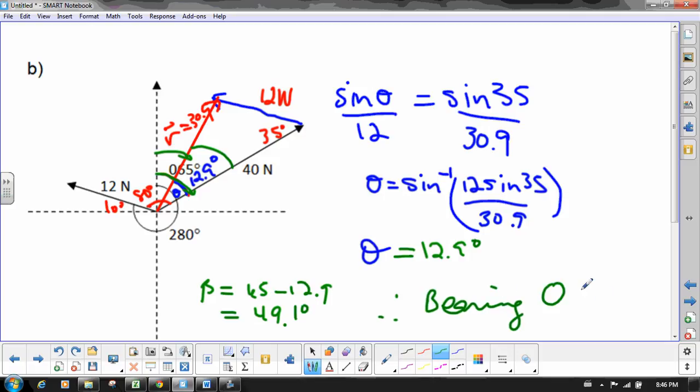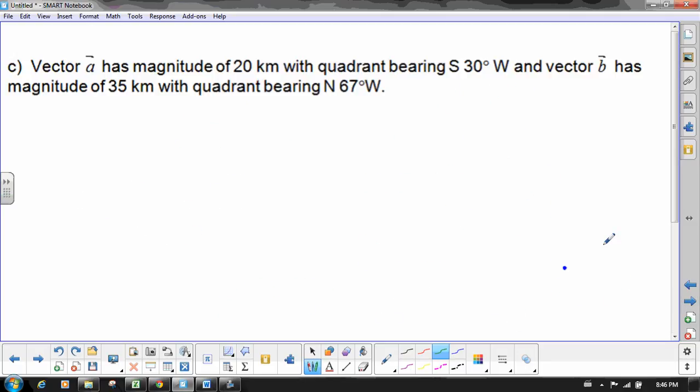is about 0.49. So hopefully that makes sense. It's all about figuring out what the angle is going to be relative to the north going in a clockwise direction. All right, now this question right here, I'm going to do it using components.